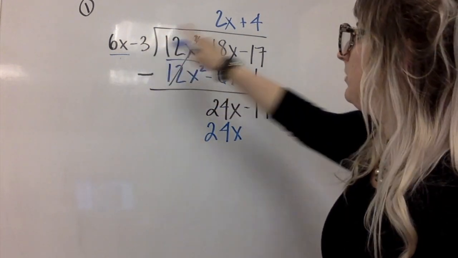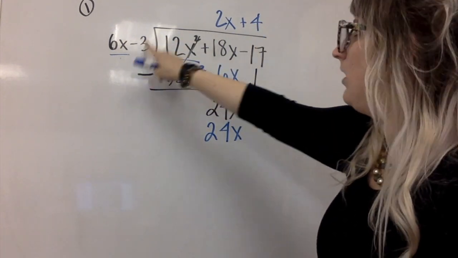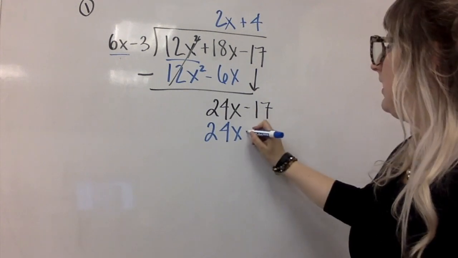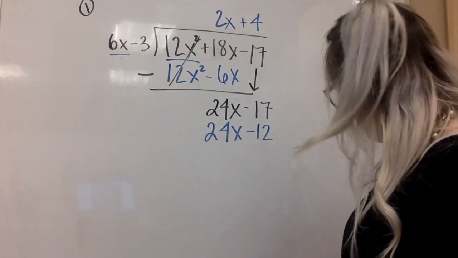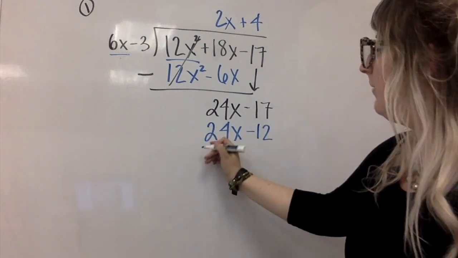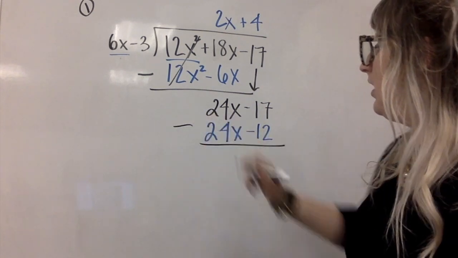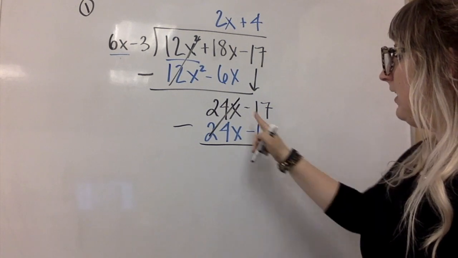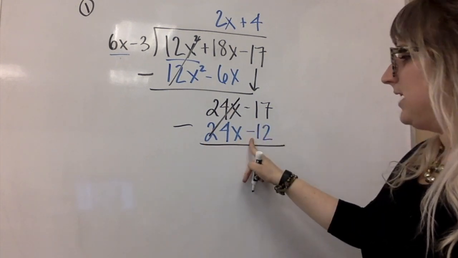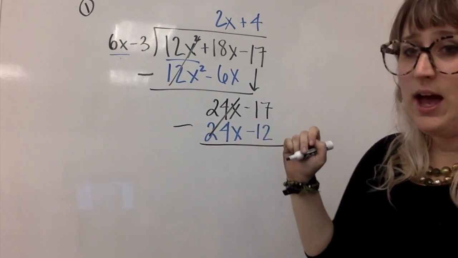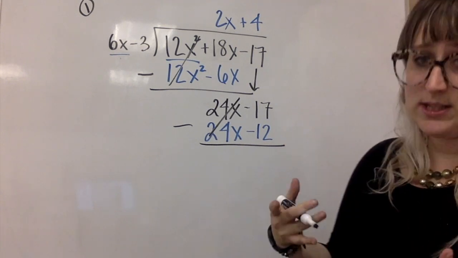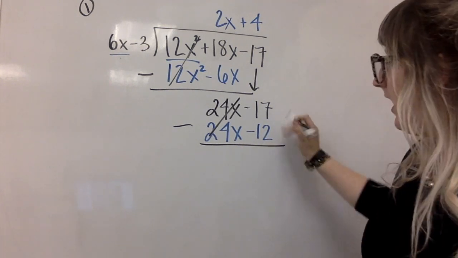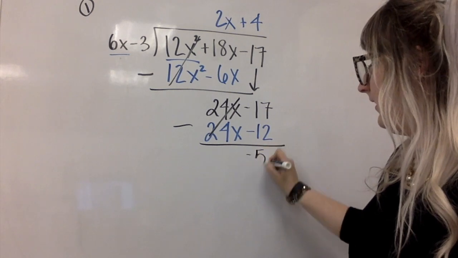And I have to multiply this by the negative 3 as well. So 4 times negative 3 is negative 12. So just like before, I'm going to subtract these two. 24 minus 24, this is going to cancel out. Negative 17 minus negative 12 is the same thing as negative 17 plus 12. And I'm going to get myself a negative 5.